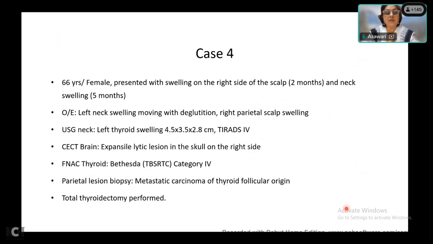The ultrasound shows a 4.5 centimeter TI-RADS 4 tumor in the thyroid, and CT shows an expansile lytic lesion in the skull. FNAC was called Bethesda 4, and the parietal lesion biopsy was called metastatic carcinoma of thyroid follicular origin. Total thyroidectomy was performed.